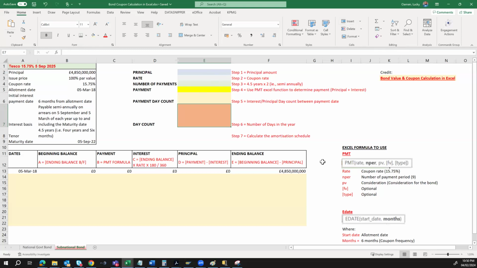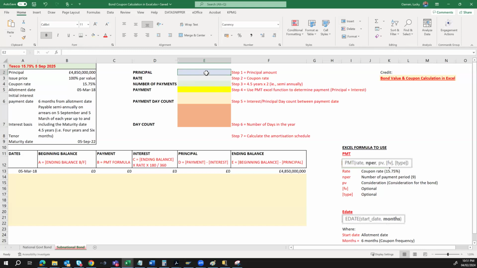Then also, the Excel formula that we'll be using is the PMT function, which has the parameters rate, number of payments, present value, with future value and type being optional for our use in this video. The other Excel formula to use is EDATE, which has just two parameters: the start date, which is the allotment date, and the number of months between coupon payments, which is 6 months, the coupon frequency of semi-annually. All right, so let's complete our parameters to be used in the bond calculation schedule.